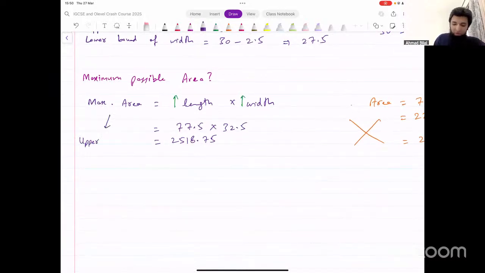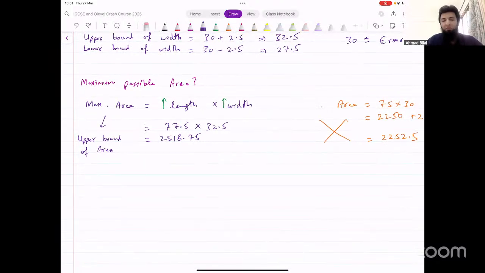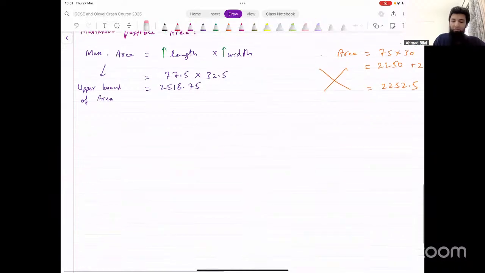This can also be called the upper bound of the area, right? So upper bound means the maximum possible value of something. Lower bound means the least possible value of something. So this is the upper bound of the area, 2518.75. Similarly, if you wanted to find the lower bound, you would use the least possible value of length and the least possible value of width. Okay, let's take another example.